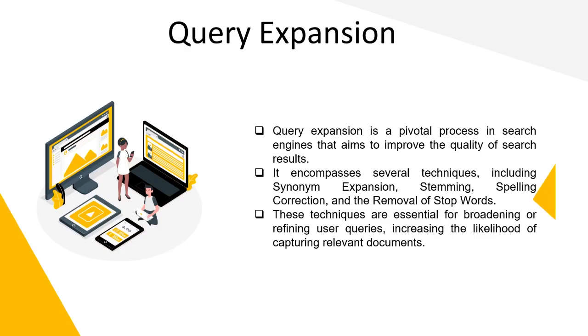Now let's move to the heart of improving search results, which is query expansion. It's like a toolbox for refining your queries. Query expansion includes techniques like synonym expansion, stemming, spelling correction, and the removal of stop words. These are your tools for precision, helping you find the right information in the haystack of the web.